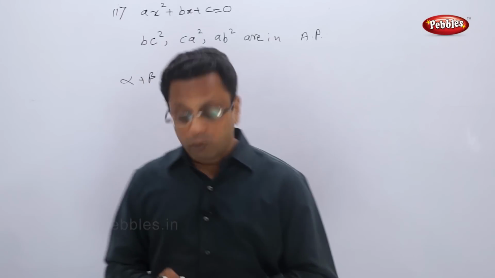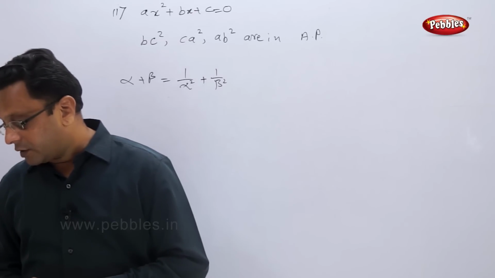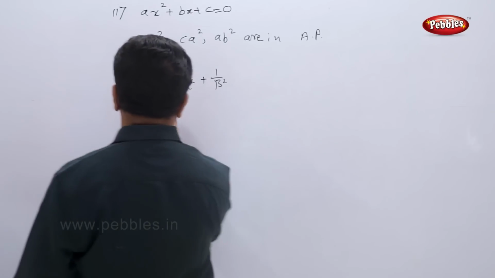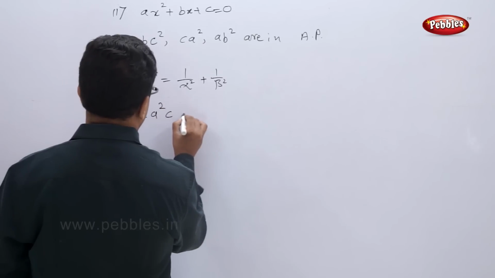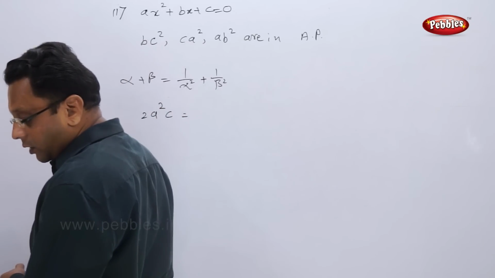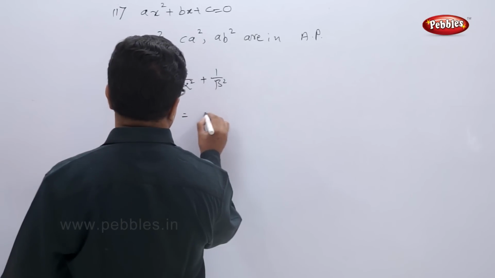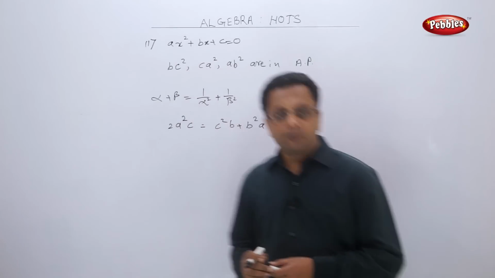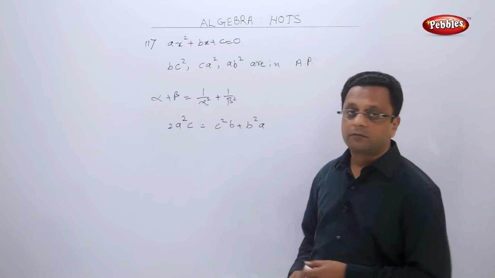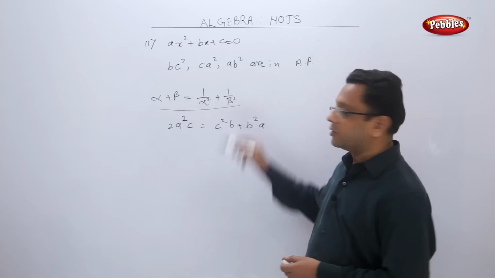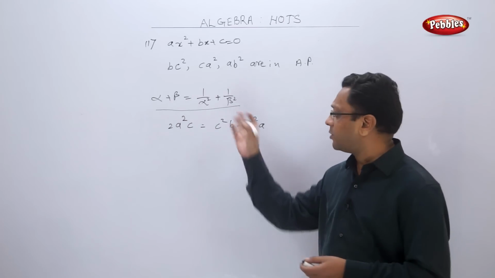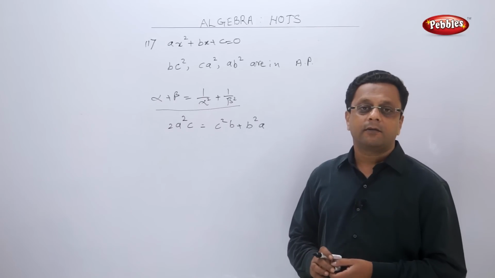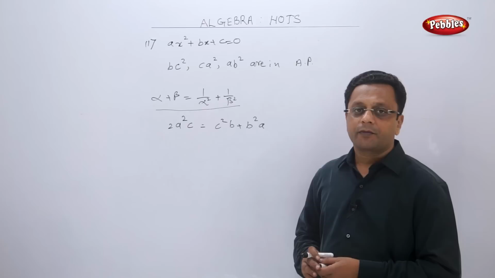And what conclusion did we get from there? That is 2a square c equal to c square b plus b square a, c square b plus b square a. This was the result we got from this. We already solved it in the seventh example. You just refer to that. I am not going to solve it again.